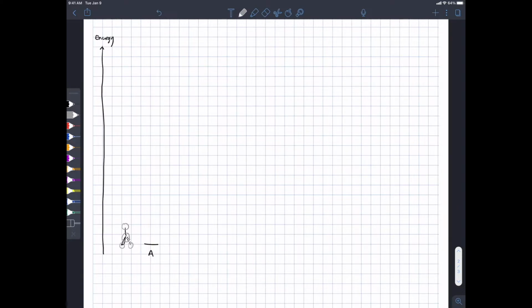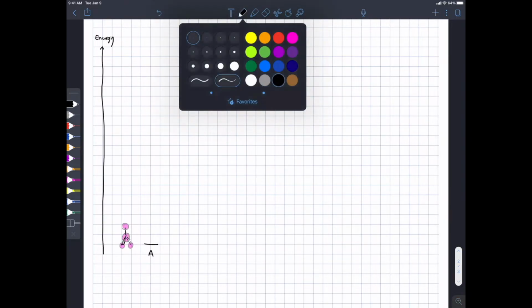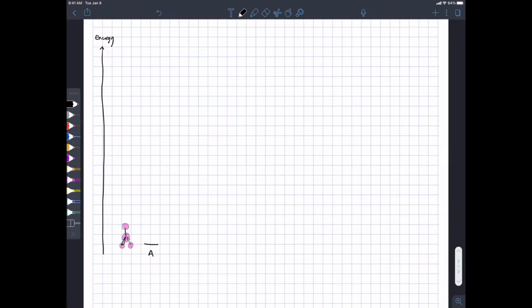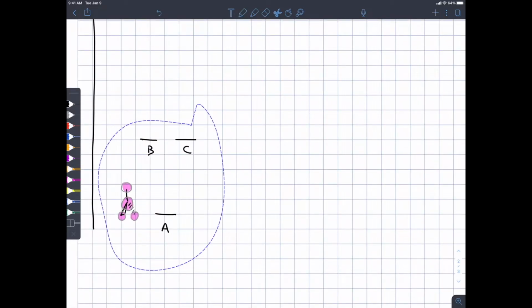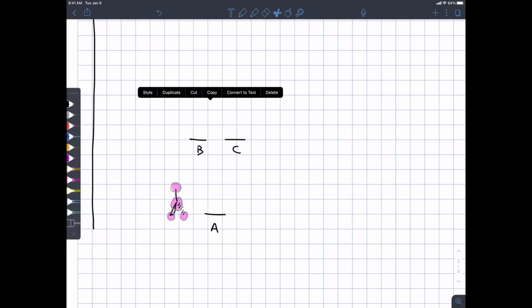And let's see. All right, so we have all one phase here. For B and C, we have two equal in energy orbitals. And recalling what they looked like, it doesn't really matter which one we call B and which one we call C.